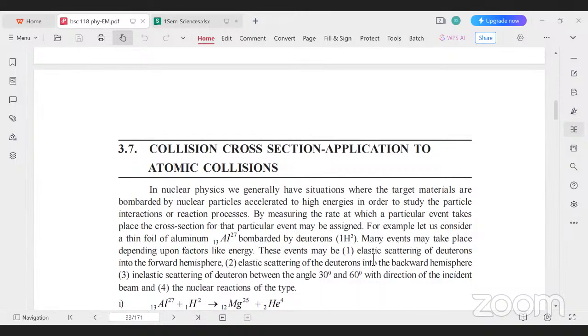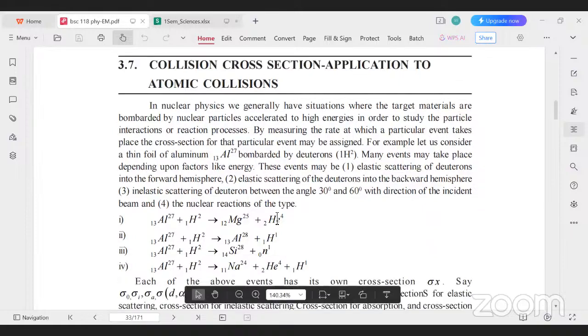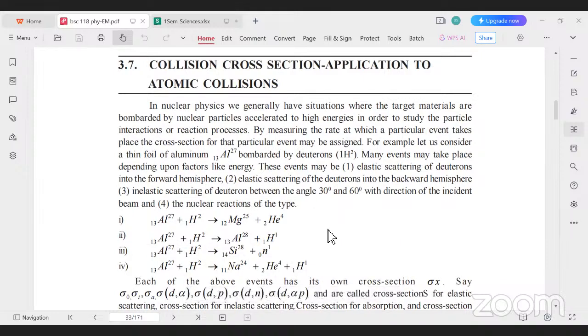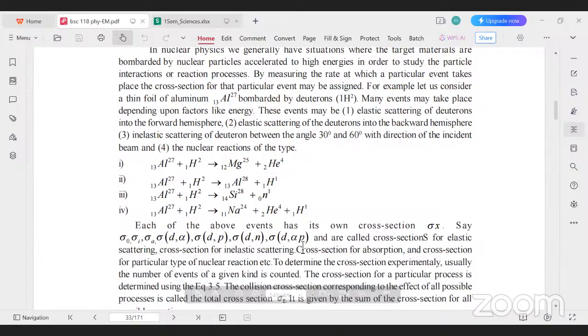Many events may take place depending upon factors like energy. These events may be: one, elastic scattering of neutrons into the forward hemisphere; two, elastic scattering of neutrons into the backward hemisphere; three, inelastic scattering of neutrons between the angles 30 and 60 with the direction of the incident beam; and nuclear reactions of the type shown. These are the different types of nuclear reactions, and how they take place with different materials. You can take magnesium, aluminum, silicon, helium. Different materials also have cross sections.